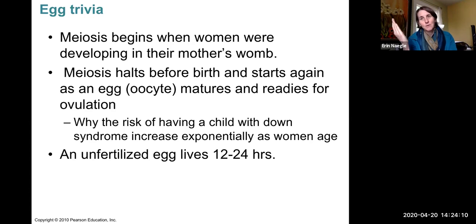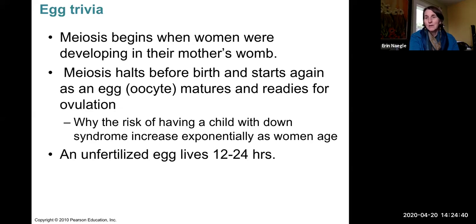You get 23 from the egg and 23 from the sperm. As the eggs are halted in meiosis, they get less and less able to come out of meiosis and divide those chromosomes successfully, right? Because if your normal cells have 46 and your gametes have 23, those chromosomes have to be pulled in equally in 2 directions.